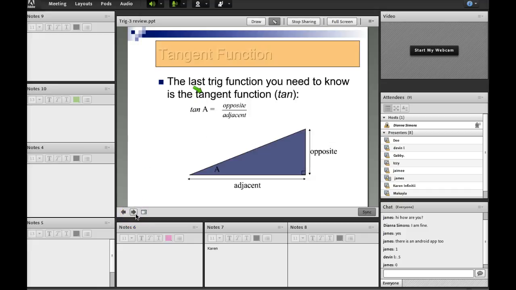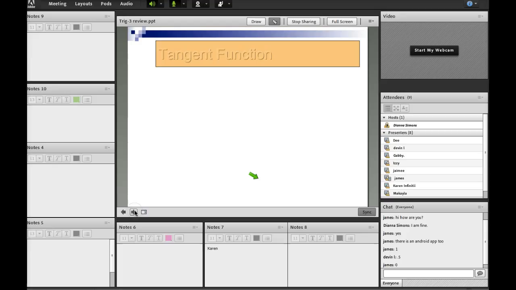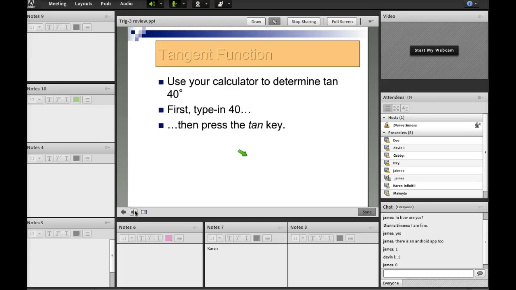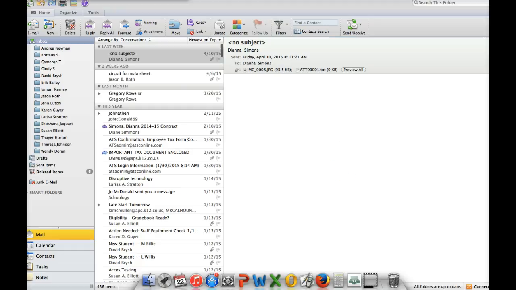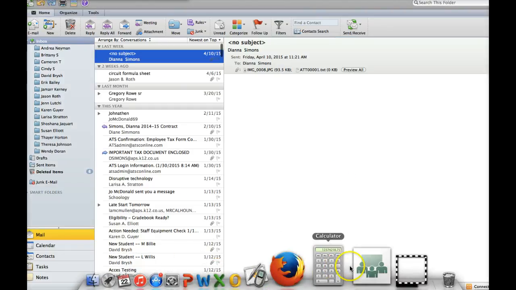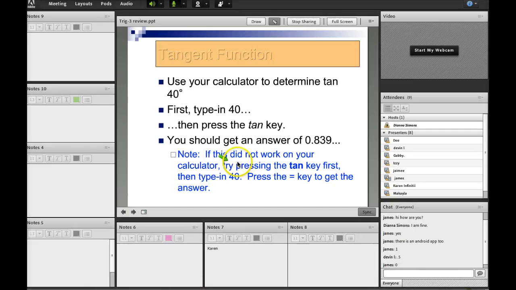The last function that we're going to deal with is the tangent function, and that is going to be the opposite side over the adjacent. It works the same way. You're going to put tangent and then 40. So we're going to do the blue instructions here.